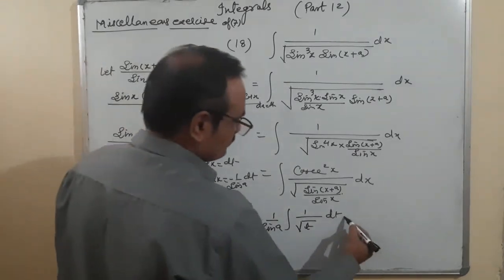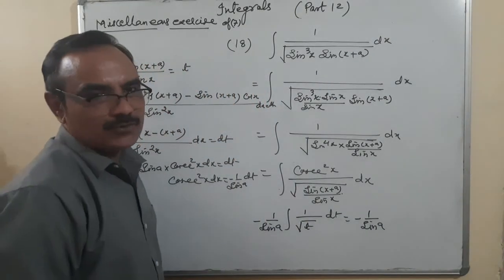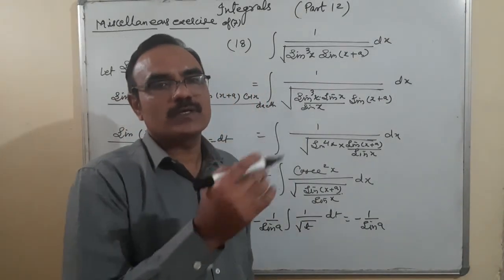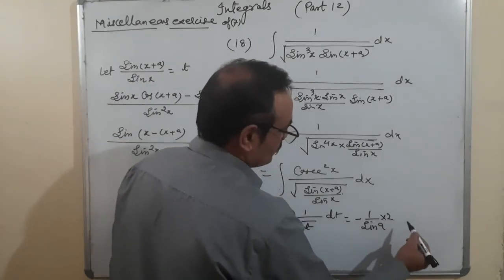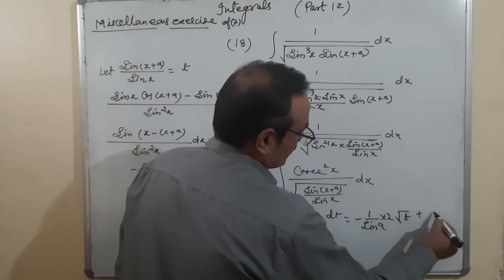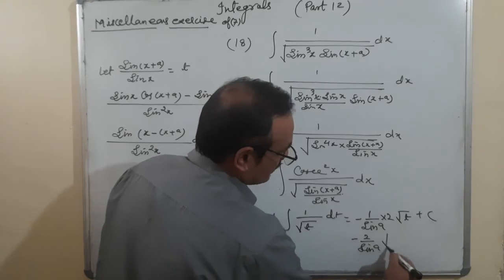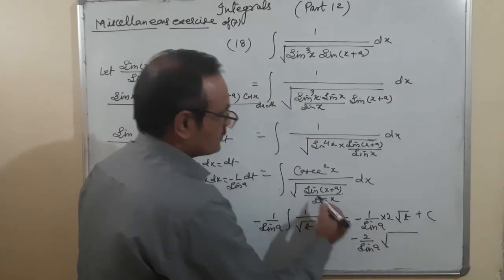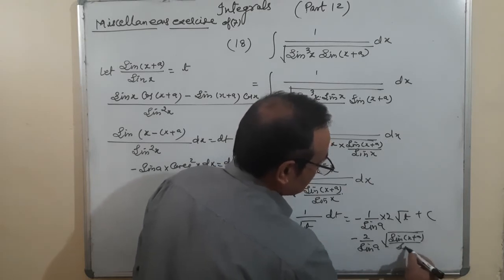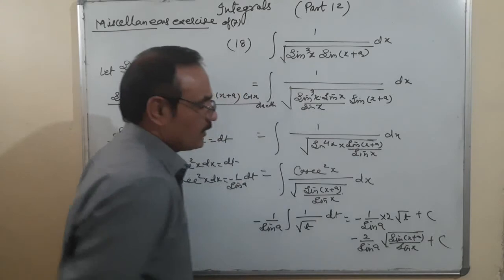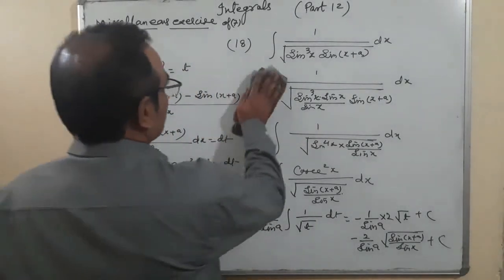Okay, minus 1 upon sine a, t to the power minus 1 by 2. The integration of t to the power minus 1 by 2 is t to the power minus 1 by 2 plus 1, so t to the power 1 by 2 upon 1 by 2. So 2 comes upside, and t to the power 1 by 2 is under root t, plus c. Directly integrated, it is minus 2 upon sine a under root, and the value of t is sine x plus a upon sine x, plus c. So this is the solution of question number 18.